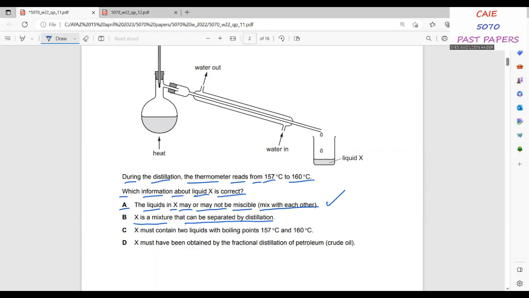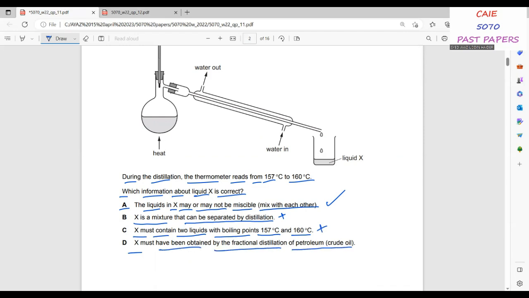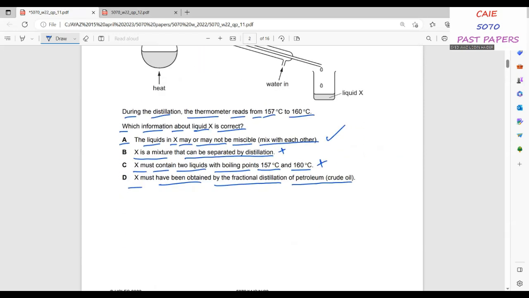B, X is a mixture that can be separated by distillation. If it can be separated by distillation, we must have only one medium. So this is incorrect. C, X must contain two liquids with boiling points 170 degrees centigrade and 160 degrees centigrade. So the reading must not vary between 157 to 160 degrees centigrade if the two liquids are miscible. D, X must have been obtained by fractional distillation of petroleum crude oil. If it is from fractional distillation of petroleum, then there must be a fractionating column in this. The right answer will be A for this question.